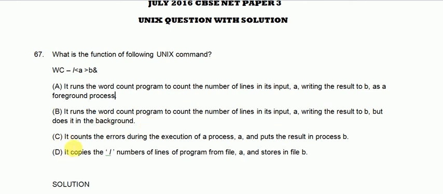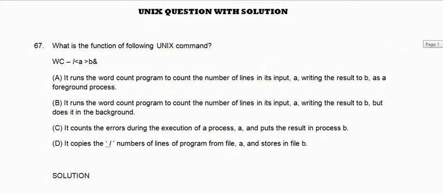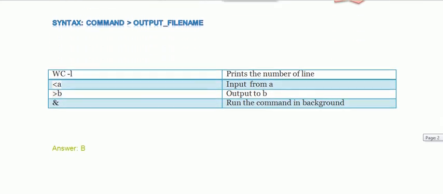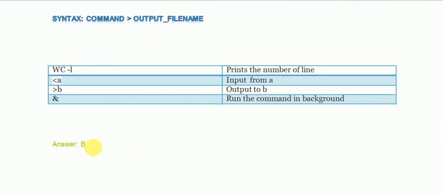Let us see C and D. C says it counts the errors, so it is wrong. D says it counts the word count and copies, which is also wrong. So the correct answer is option number B. Fine. The correct answer is option number B.